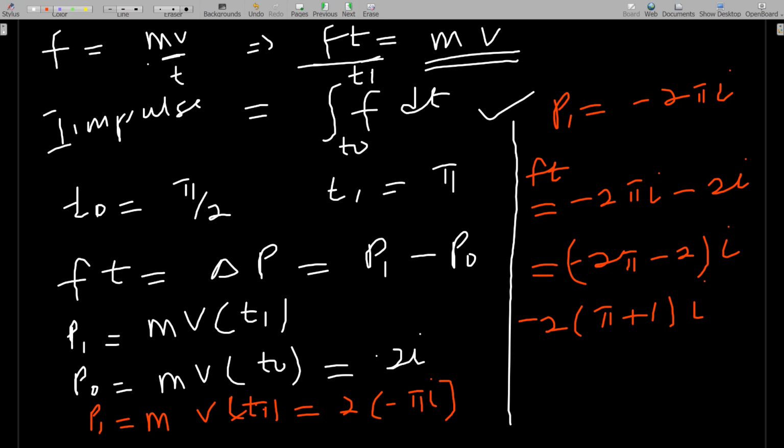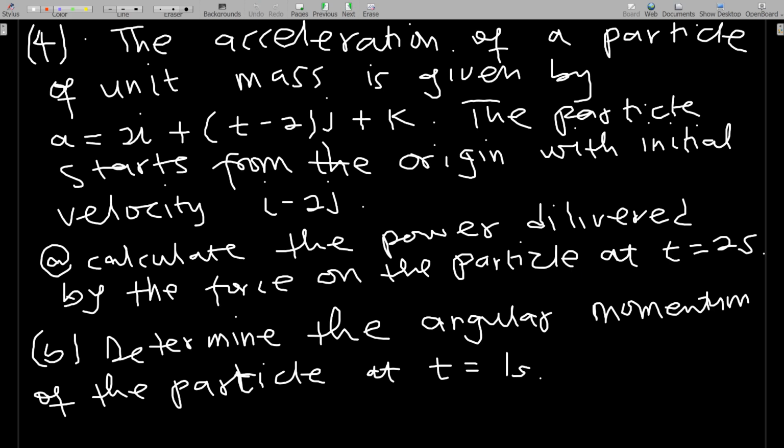You can also go ahead and use the integration way, the one that says we find the force using acceleration. F is equal to m dv/dt. So you write your velocity function, differentiate it again, then integrate from t0, which is pi over 2, to t1, which is pi, and that should also give you the same solution. Now the fourth one is the acceleration of a particle of unit mass.